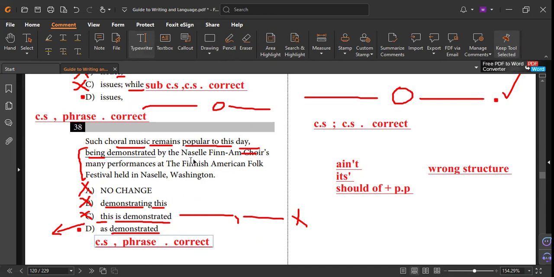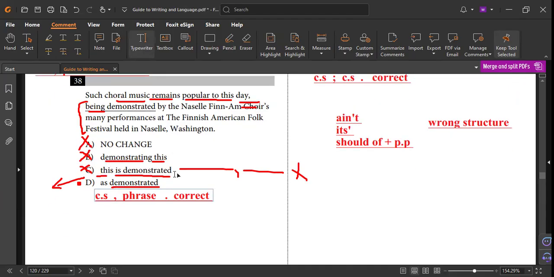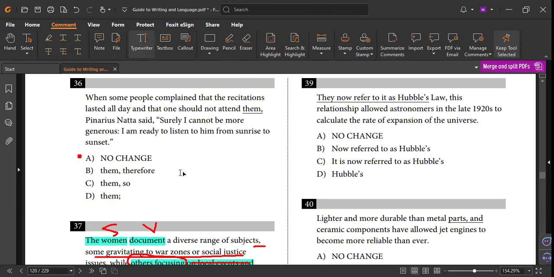That is what I need you to know. Now, do you have any problem with the meaning? No, I said "as demonstrated by." If this action is demonstrated, explained by this person, meaning the performance. So it's a phrase. What is the phrase? Past participle phrase, "demonstrated." That's it.